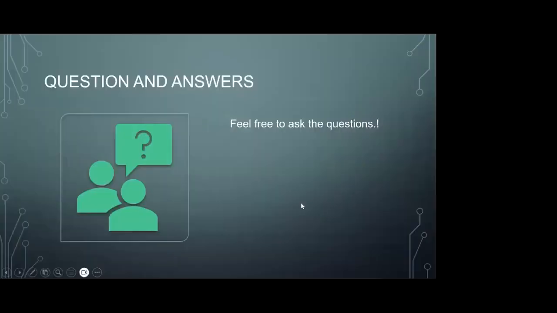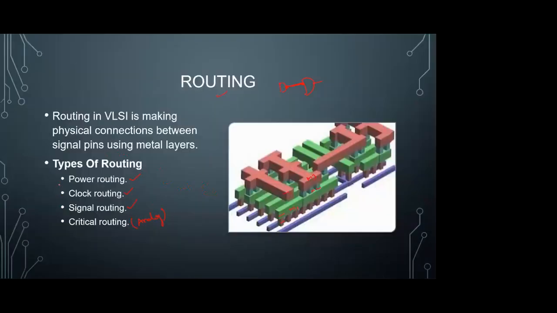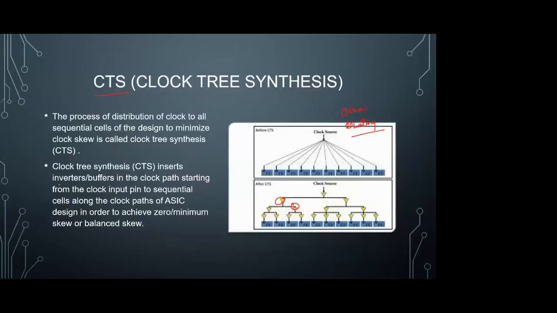Actually, I have a question. After CTS, if core utilization increases, then how to fix these types of problems, sir? Okay, you are telling that after CTS the core utilization is high, right? It increases because we are adding some buffers and all. So I have to check why it is increasing.